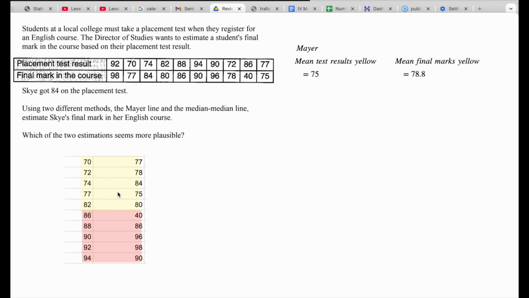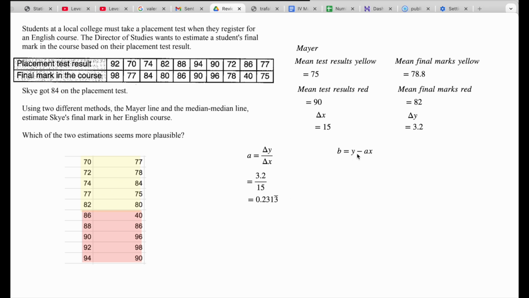Then I take the mean of the test results that are in red. That gives us 90. I take the mean of the final marks in red. That gives us 82. I'm looking for the equation of a line that passes through these points. I need to figure out my delta X: 90 minus 75 is 15. Then 82 take away 78.8 is 3.2. My A is delta Y over delta X, which is 3.2 over 15, which gives us 0.2133 repeating.